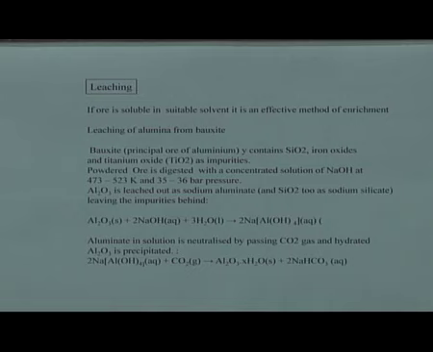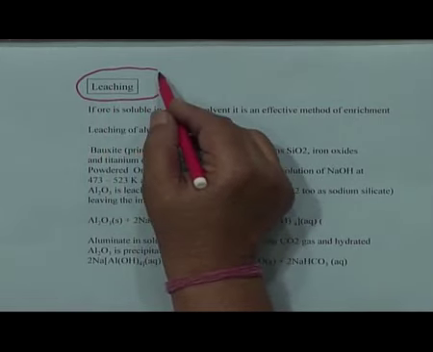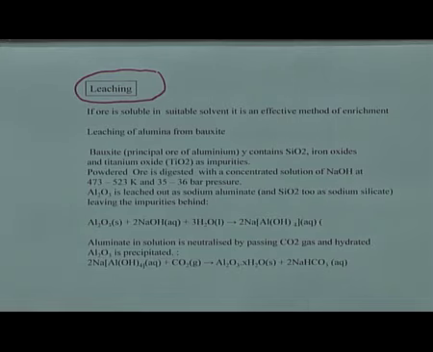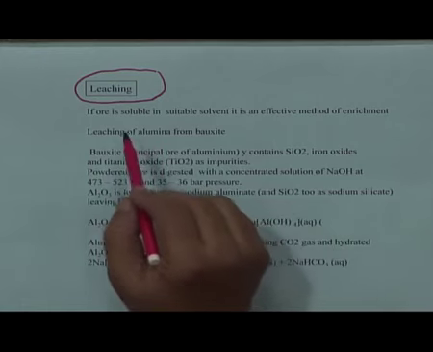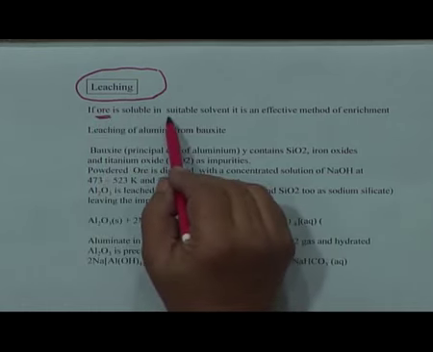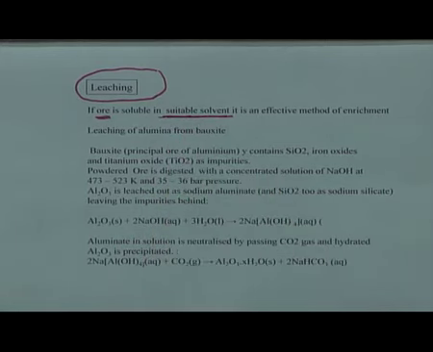So far we have done three methods of beneficiation or separation of the ore from the gangue. First was gravity separation, the second was magnetic separation, the third was froth flotation. Now the fourth one is leaching. This is also not a universal method. It can only be used in those cases where the ore is selectively soluble in a suitable solvent and the gangue is not.